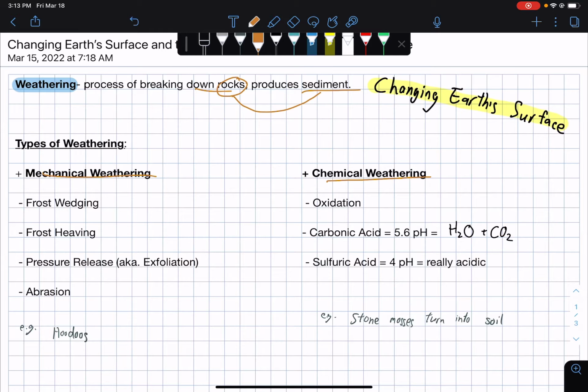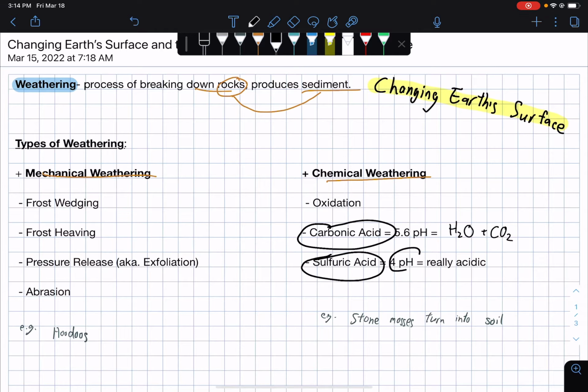As for mechanical weathering, one of its methods are frost wedging, frost heaving, pressure release, or in other words, exfoliation, and abrasion. For chemical weathering, we have oxidation, the weathering that usually happens in Mars when iron and soil mix together, and carbonic acid. This is what we commonly know as normal rain, especially in areas where pollution is not really that bad. In places where pollution really is worse, we have what we call sulfuric acid. It's more commonly known as acid rain.